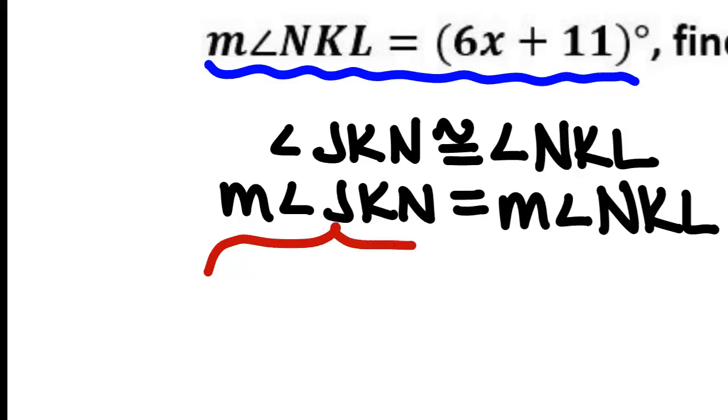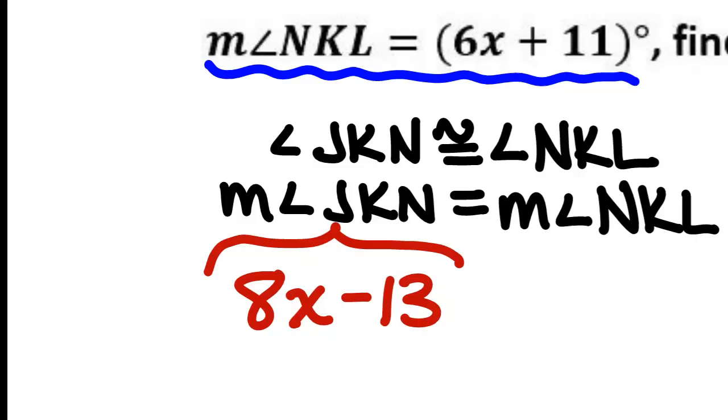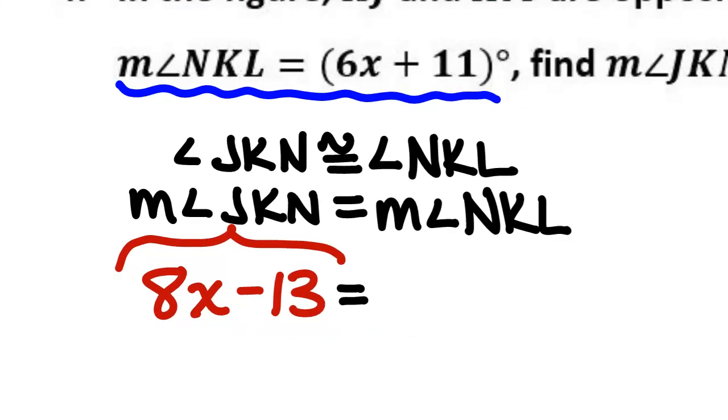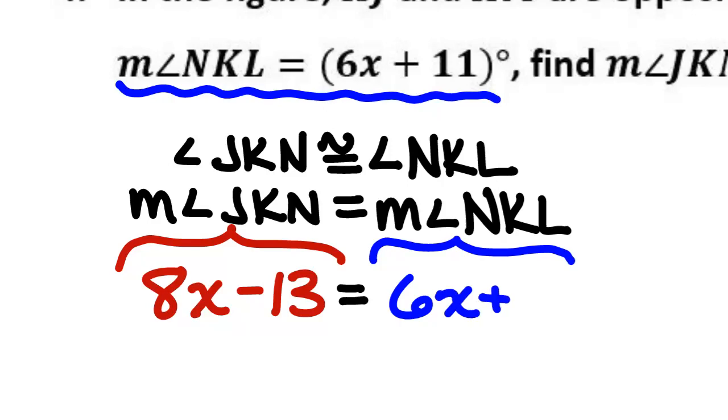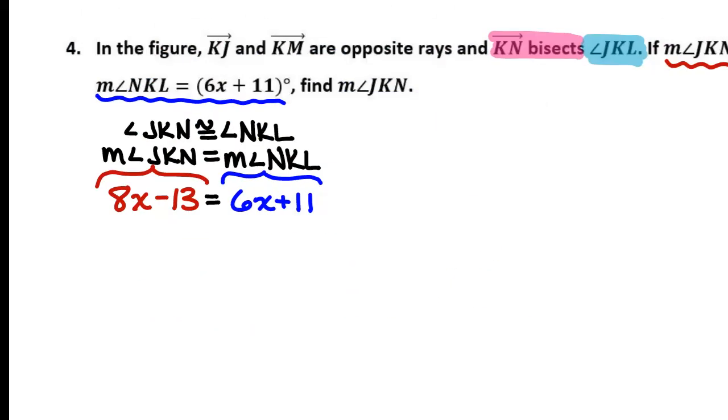In the place of the measurement of angle JKN, I can replace it with this expression they gave me, 8x minus 13. I'm not going to write down the parentheses with the degree symbol on it. I don't need that while I'm solving for x. Equals, and then what would I put in the place of the measure of angle NKL? 6x plus 11, absolutely correct. Now I have an equation that I can use to solve for x.